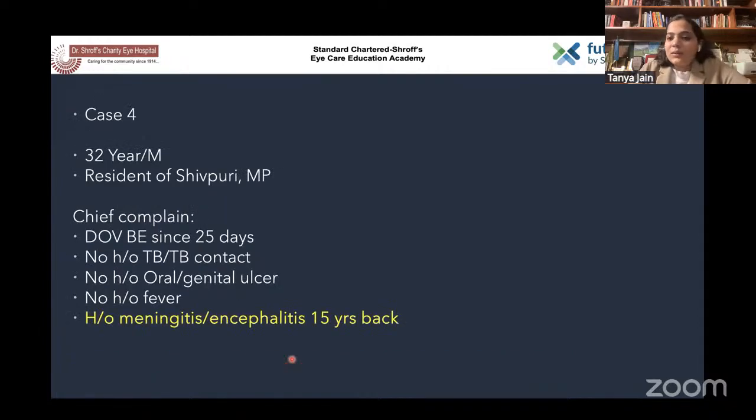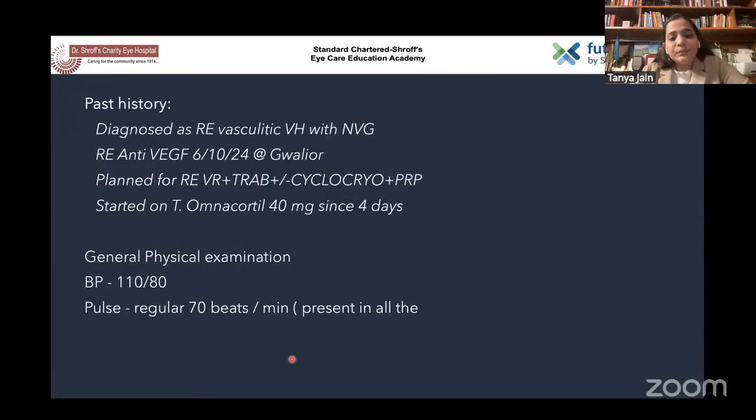Okay, so this was about TB vasculitis. My another case is a 32 year. So from Behçet's to infectious, now we go on to primary vasculitis of the eye, known as IRVAN syndrome. So this is a 32-year-old male resident of MP, came with both eye diminution of vision since 25 days.